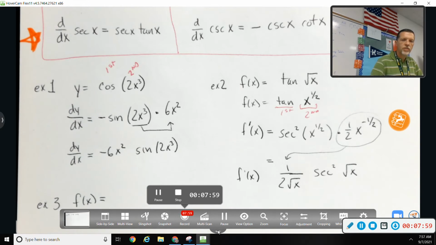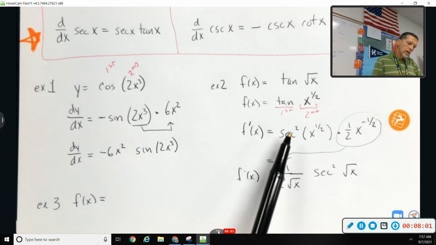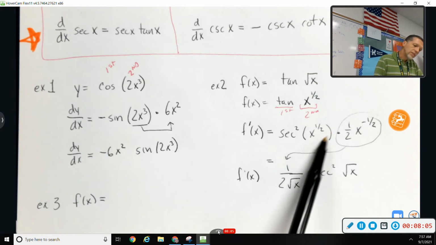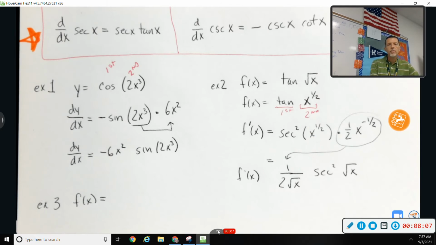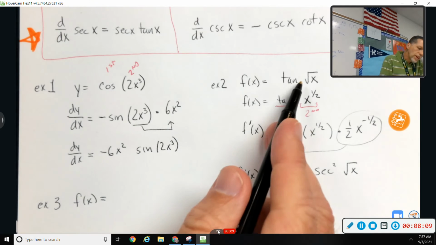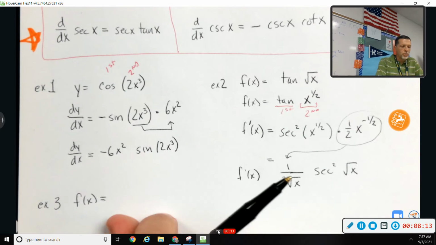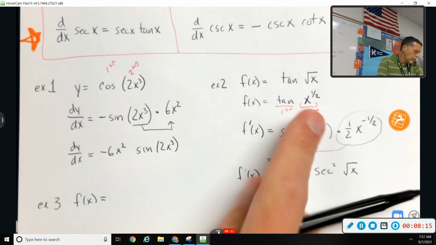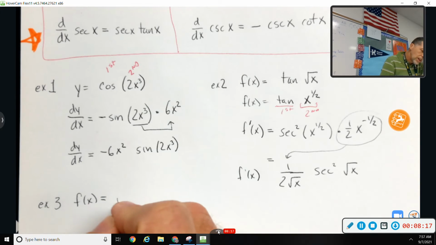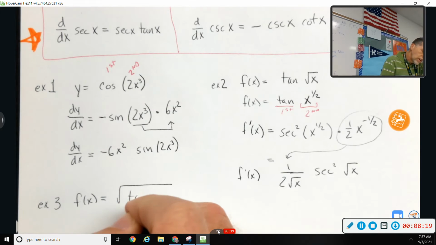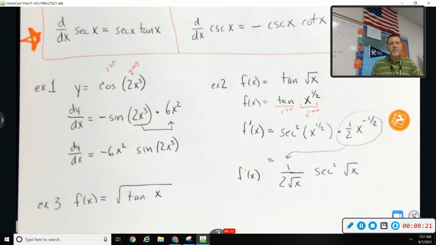So there's the answer to example 2. Again, handle the tangent first, then chain rule that onto the derivative of x to the 1/2. Example 3 is going to be sort of in comparison to example 2. So example 2 was tangent of the square root of x. Example 3 is the square root of tangent of x.